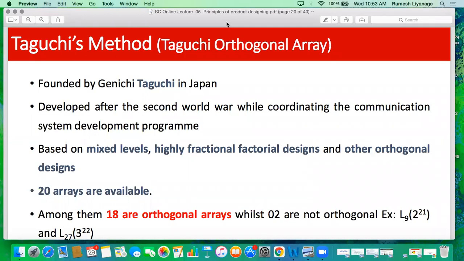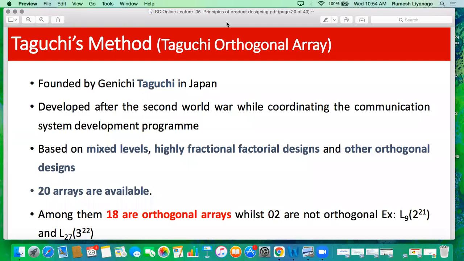Taguchi is the founder. He's from Japan. He found this statistical method around Second World War time, and he used these methods in communication system development. After the Second World War, it was a very bad time for Japan as well. All systems had broken down and were not working. So the researchers developed communication systems among the nation and some telecommunication programs.